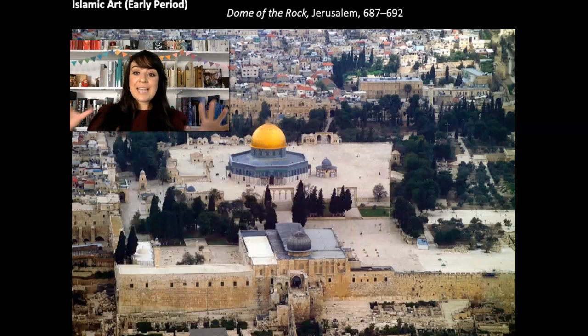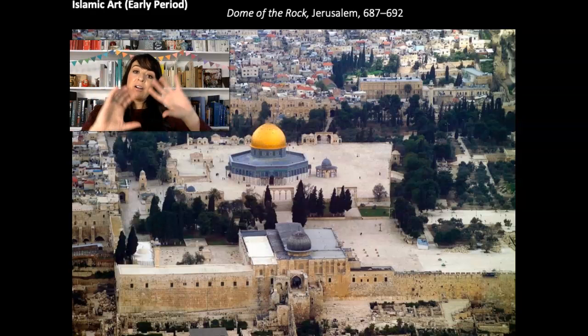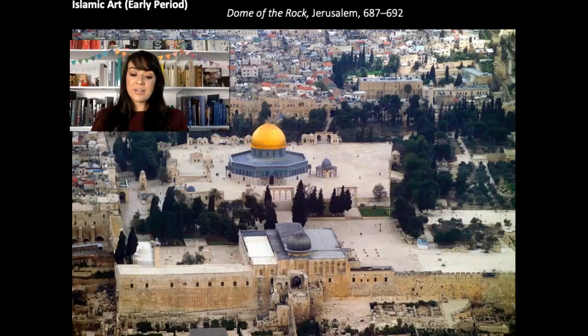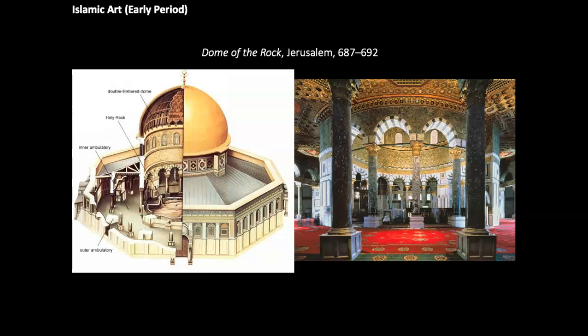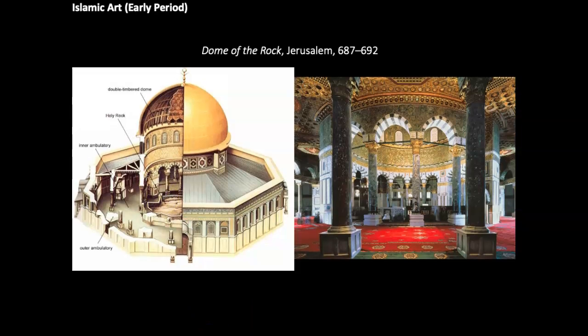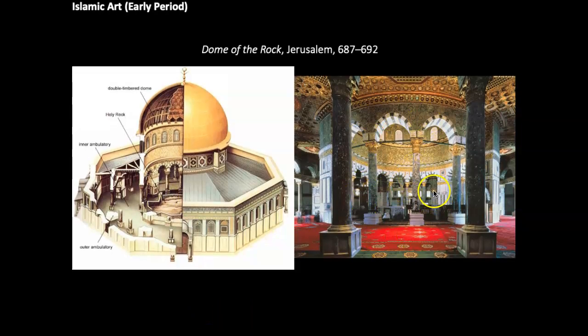Now that we've looked at the outside of the Dome of the Rock, let's go inside and see how these characteristics are elements of the interior of the shrine. I put together a view of the interior and this diagram, the cross cutaway, so you can see the structure and how it relates to what we're going to look at inside.